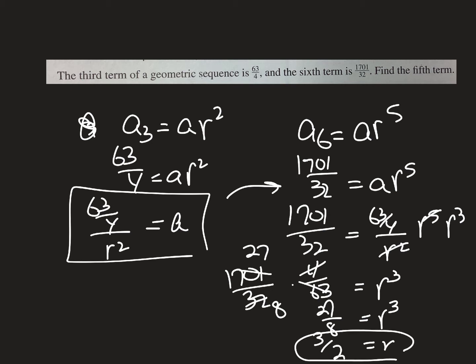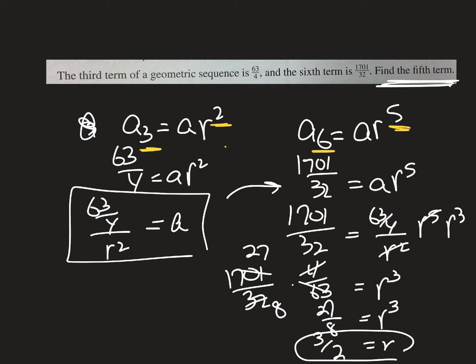There's my R. Now that's not the answer because it said find the 5th term, but now I can find the 5th term easily. One little trick I can do is, if you notice right here, A3 equals A times R squared. A6 is A times R to the 5th.